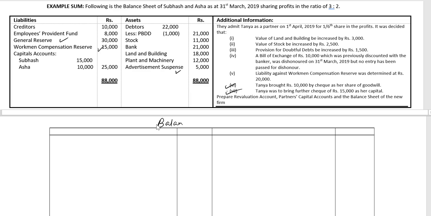Balance sheet as at 1st April 2019. Liabilities, rupees. Assets, rupees. We'll begin with the liability side.